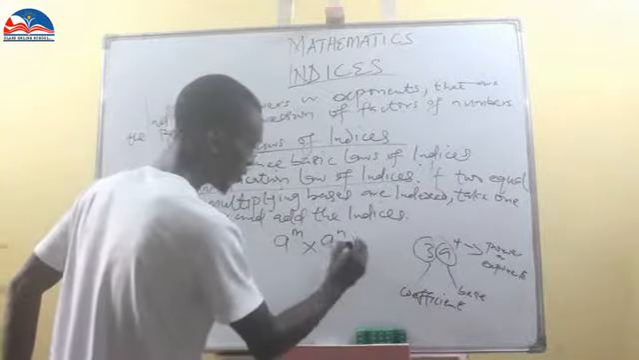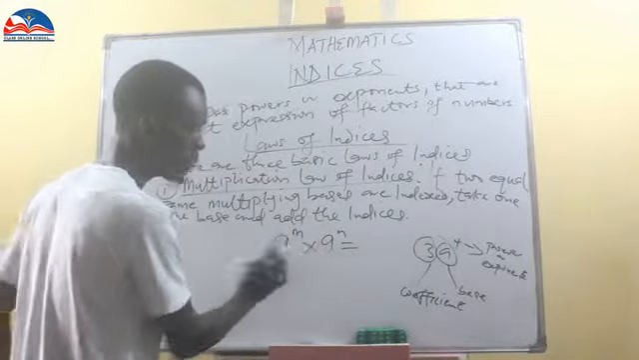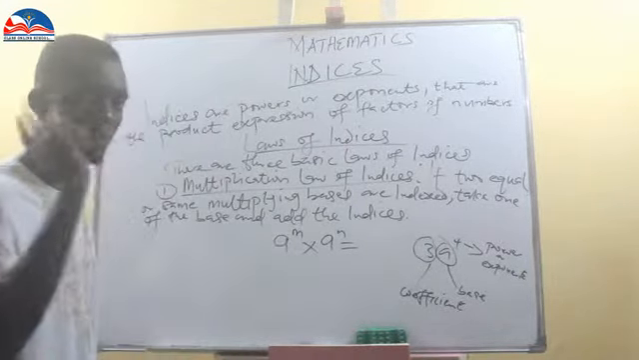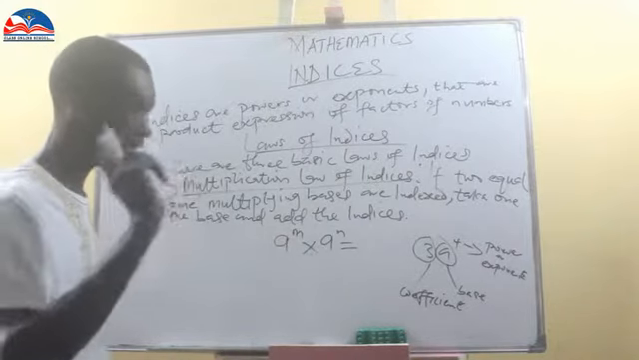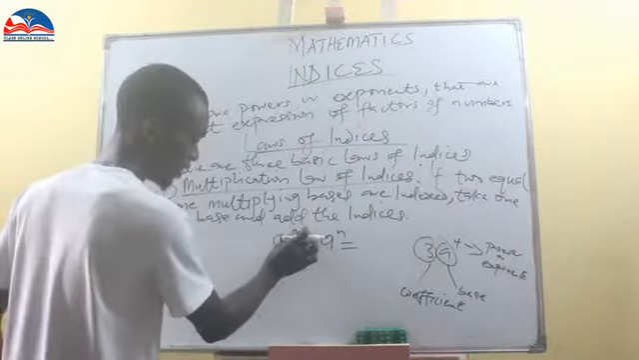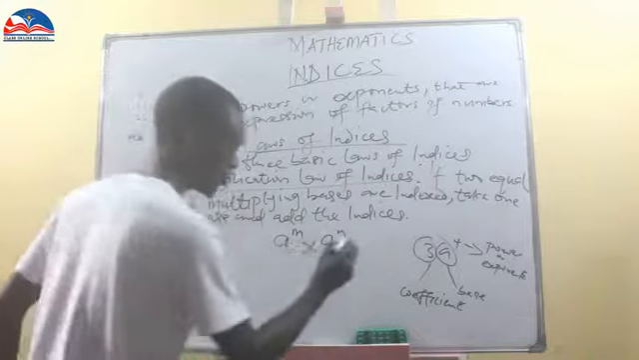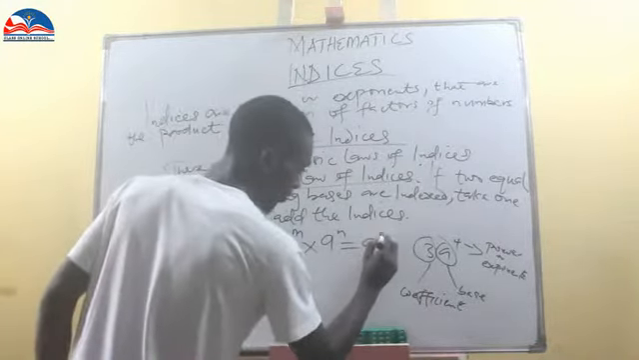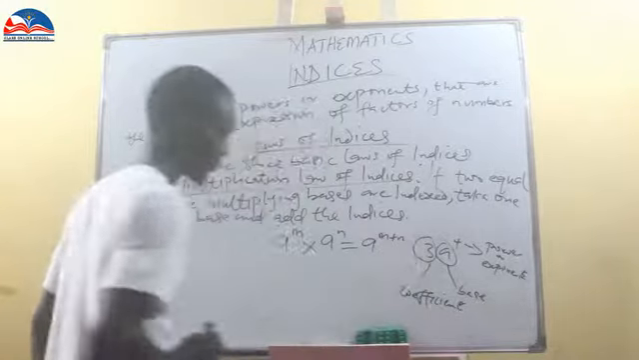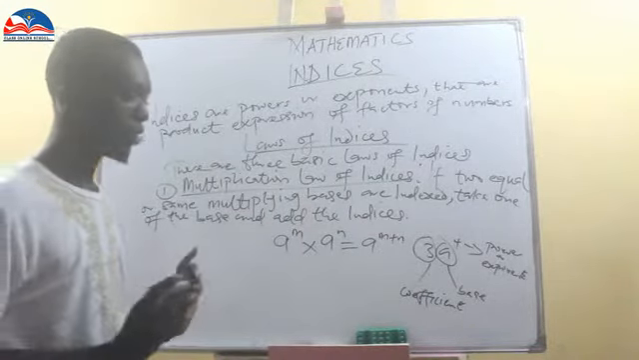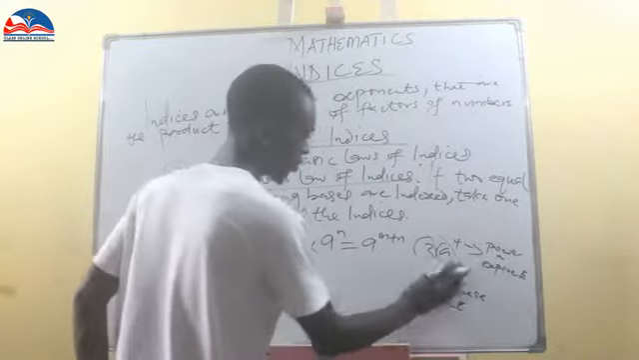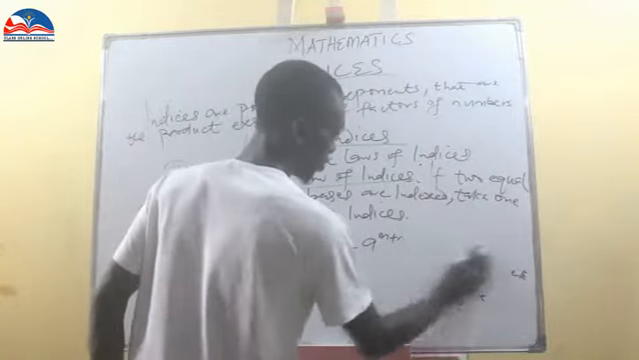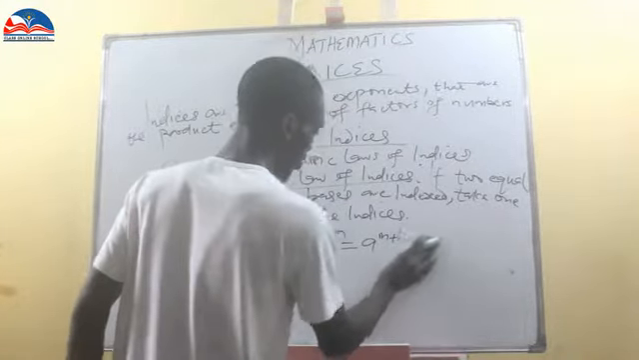So for A index M times A index N, the law says that since they have the same base, we take one of the base and add the indices, the two indices. So take one of the base A and add the indices M plus N. That is what this law is saying, the multiplication law. Okay, so this is the first law.